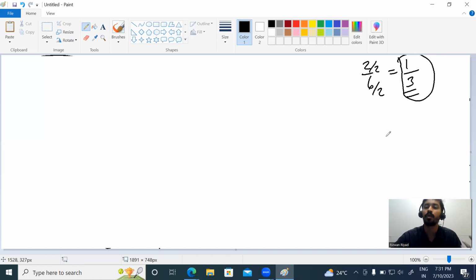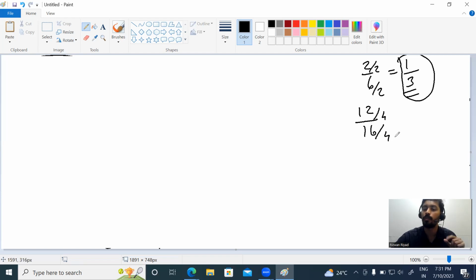Okay. Similarly, let's take another example. 12 by 16. 12 is an integer, 16 is also an integer. One integer by another integer. So this is also a rational number. Still, we can simplify this, right? Because there are many common factors between 12 and 16. The greatest one is 4. Okay, HCF between 12 and 16 is 4.